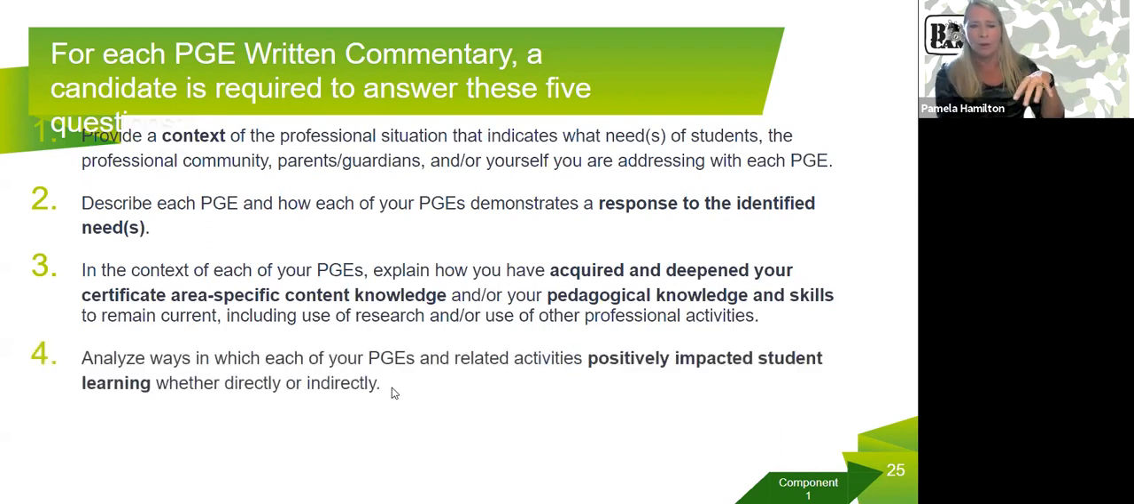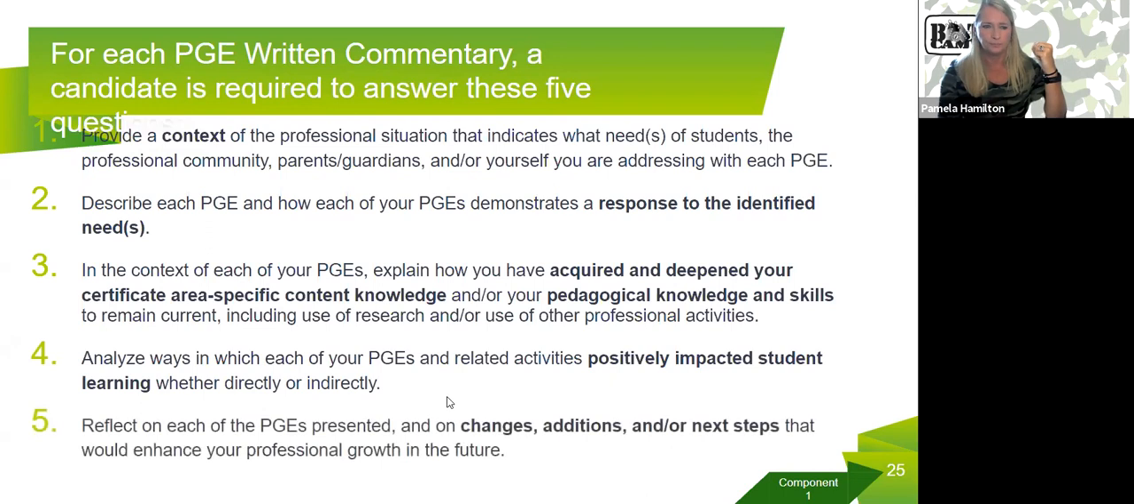And then here, analyze the ways that each of your PGEs positively impacted student learning. So whatever you decide as your area of growth, you'll want that to have a positive impact on student learning, either for your students or for, if you're a leader, for the students of your colleagues. And then here for prompt number 5, it asks you to reflect on each one of those PGEs, A and B, or 1 and 2, on the changes, additions, and next steps that would enhance your professional growth. And I'm going to give you some opportunities to look at those areas of growth and to practice some reflection prompts here in just a minute.